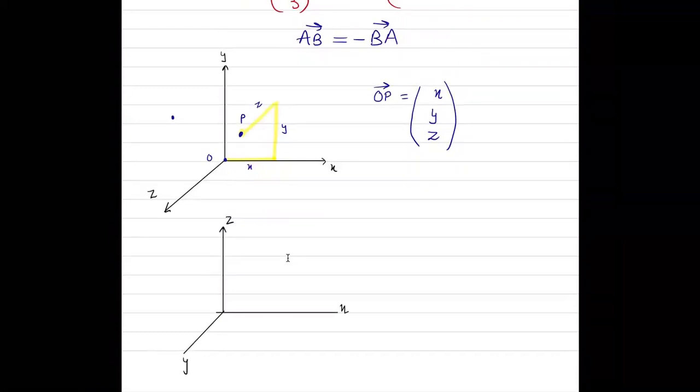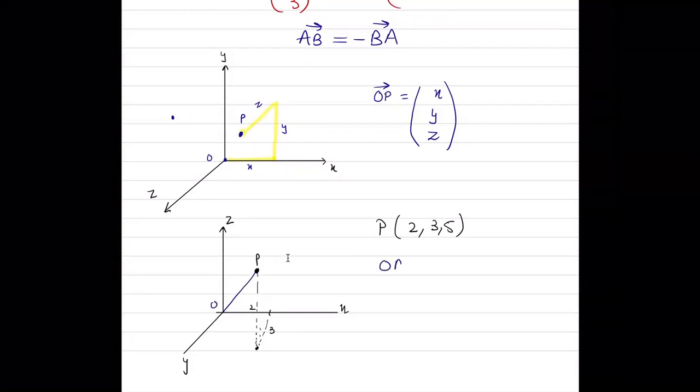So if I move 2 units in the x direction, 3 units in the y direction, and 5 units in the z direction, so that's your point P. So P has a coordinate of x as 2, y as 3, and z as 5. If I join O with P, then the position vector OP is going to be (2, 3, 5).